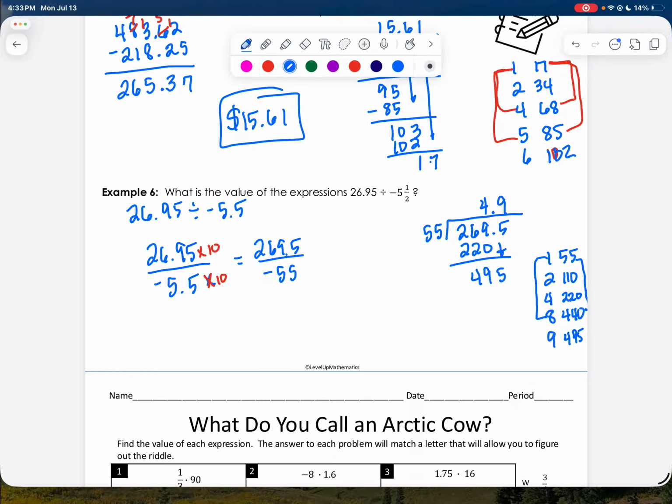Now, our quotient is 4.9. The only thing you have to remember, and this is sometimes easy to forget, is that we were dividing by a negative number. And whenever we're dividing by a negative number, so we have a positive and a negative, our quotient is going to be negative. So be sure to put that negative symbol on your final answer. And that concludes today's lesson, Multiplying and Dividing by Rational Numbers, Day 1.